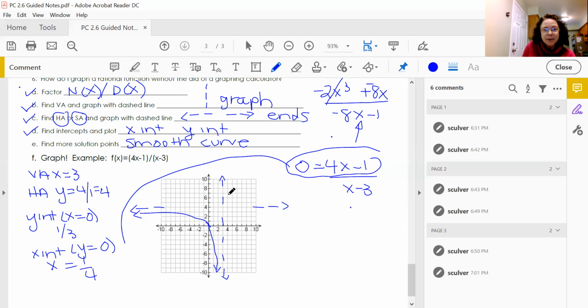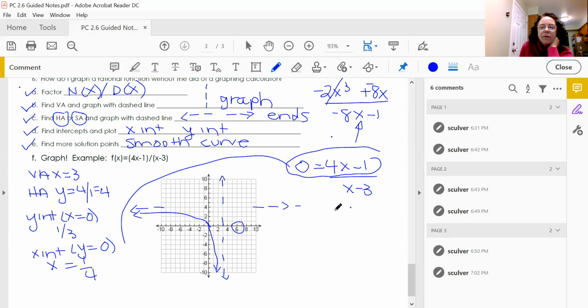Now up here, we know the branches are like opposite each other. I'm not sure what's going on, right? Is the curve down here, right between the VA and the HA? Is it up here between the VA and the HA? This is where I need a solution point or more. So let's pick x to be 6. Here's where x equals 6. And let's put it into the equation and find out what y value we have.